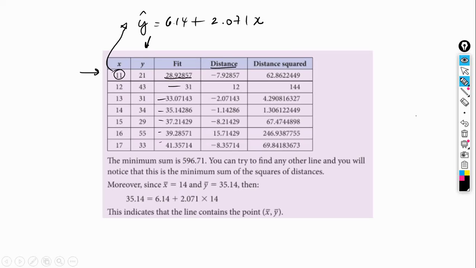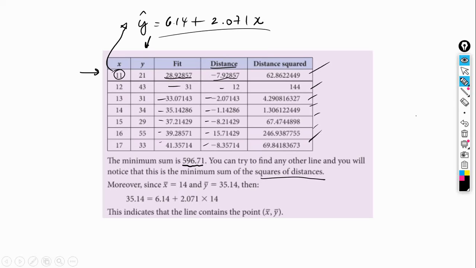So notice that 21 minus 28.92857 is going to be negative 7.9857, and then so forth, right? These would be all the differences which represent the distance. Then we would square these distances to get positive values. We would add them all up, and the minimum sum is going to be 596.71. Now you could try to find any other line, and you're going to notice that this line here is the minimum sum of the squares of distances. So there's no other line that is going to have a lower sum of the squares of distances.